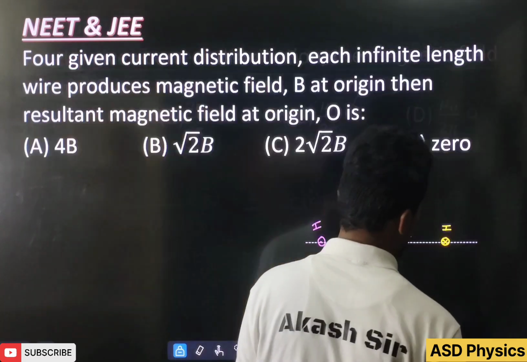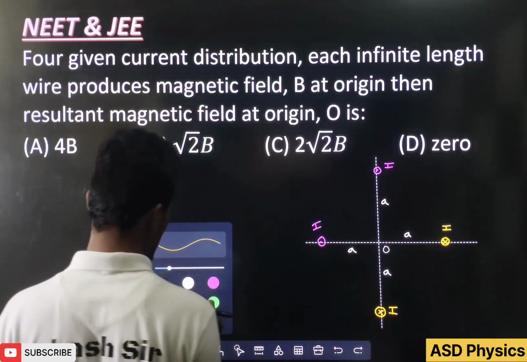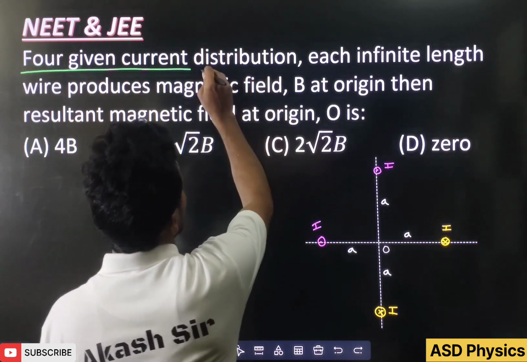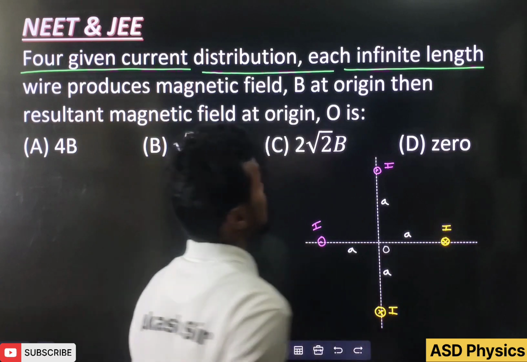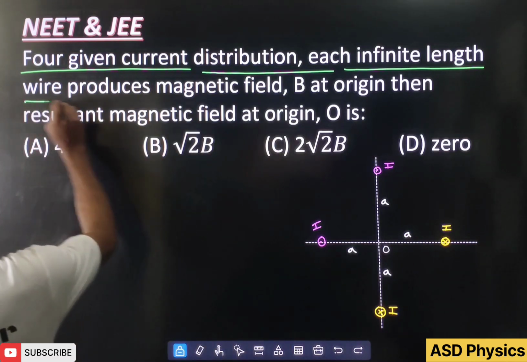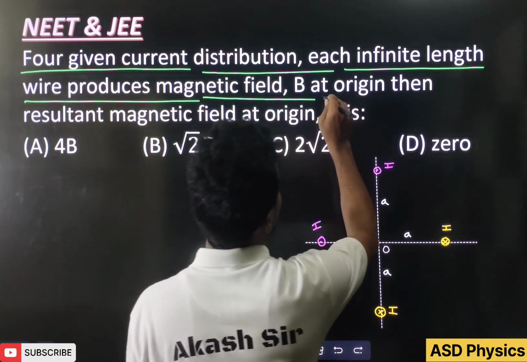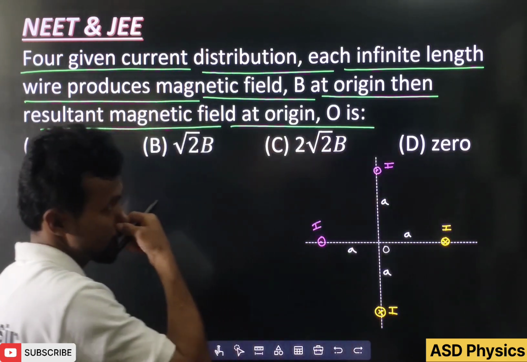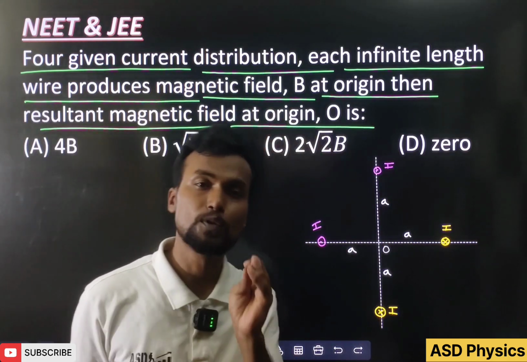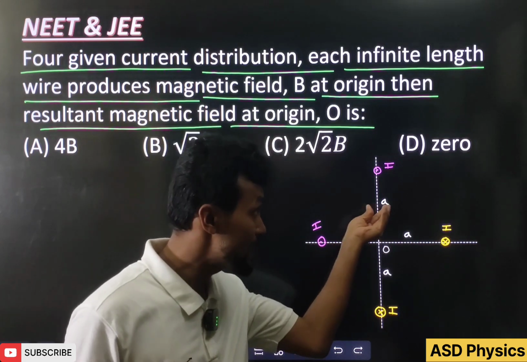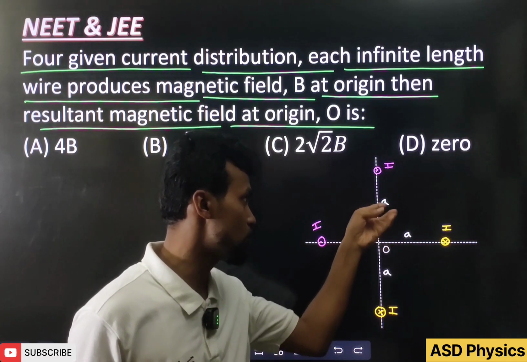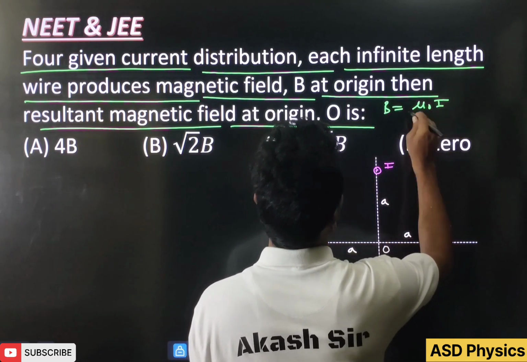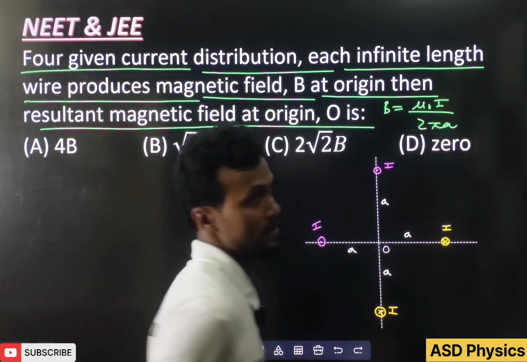Okay, right. Now students, let's see the next question. For the given current distribution, each infinite length wire produces magnetic field B at the origin. Then what is the resultant magnetic field at the origin? What is the value of B? The value of B is mu naught I by 2 pi A only, because the wire is here, the observation point is here, at distance A. It is actually not required, but I am still writing it for you: mu naught I by 2 pi A.